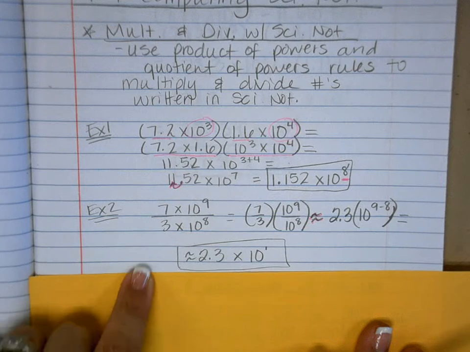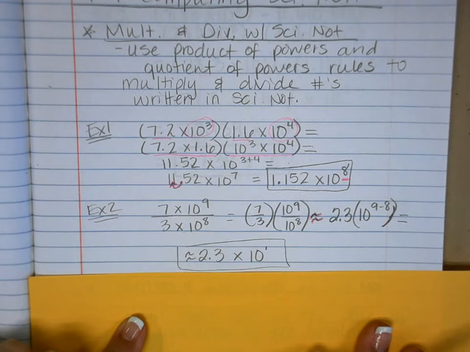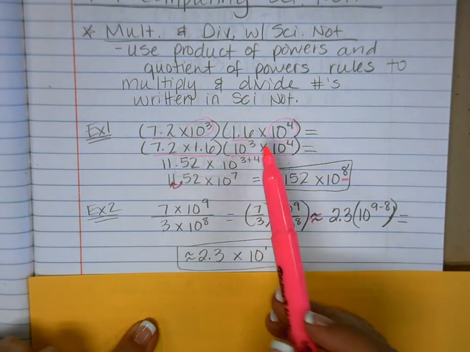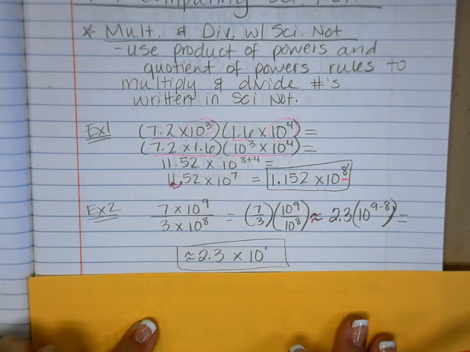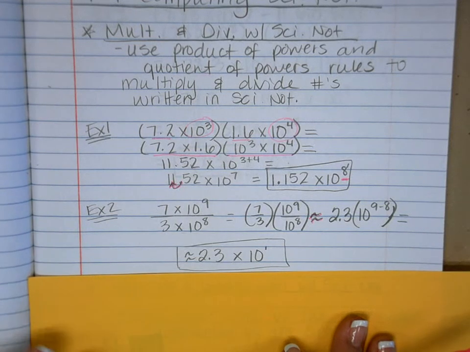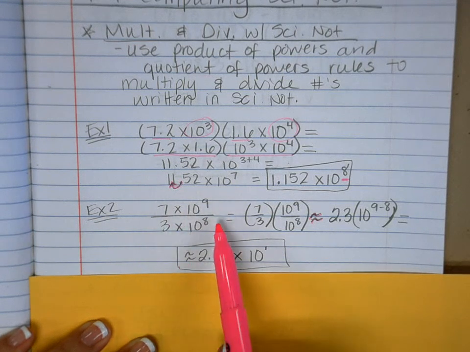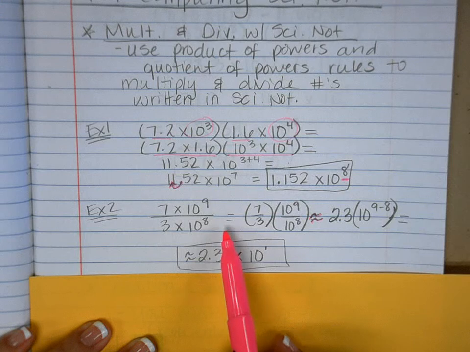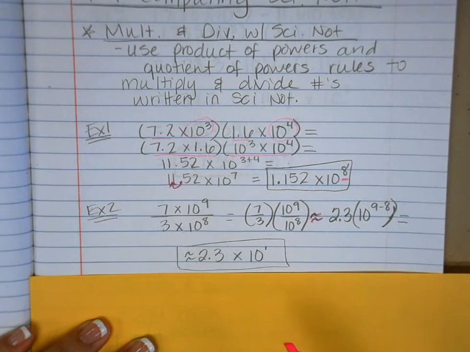Any questions on these two? So you're using what you just learned about multiplying means you add and dividing means you subtract. But you can use that to compute these. Again, if you can't remember how to do this, you could multiply this out and figure out what big number this is, punch it in your calculator, divide it by whatever big number this is, and then you could get that at the end.